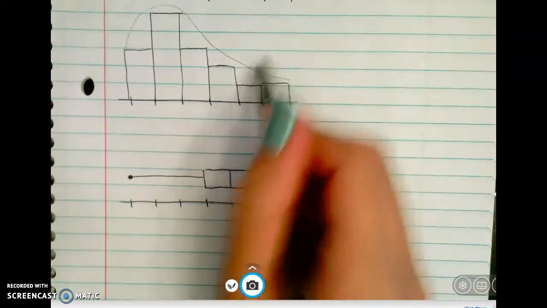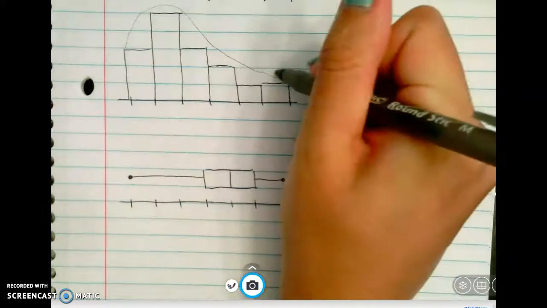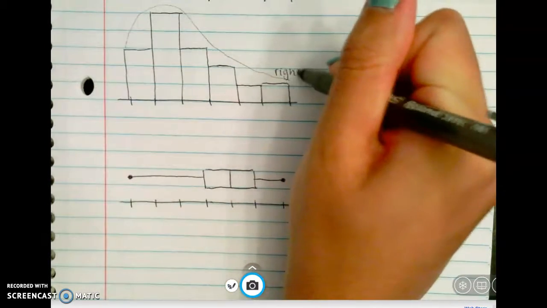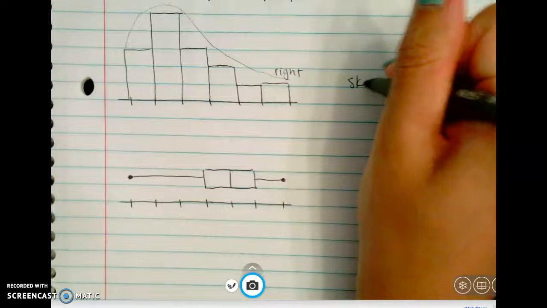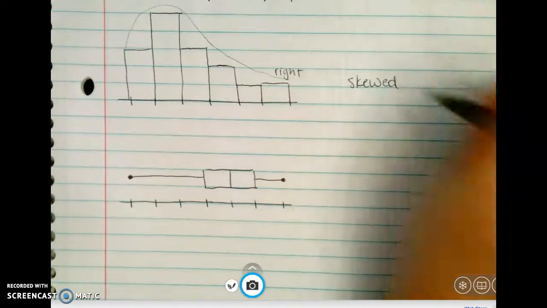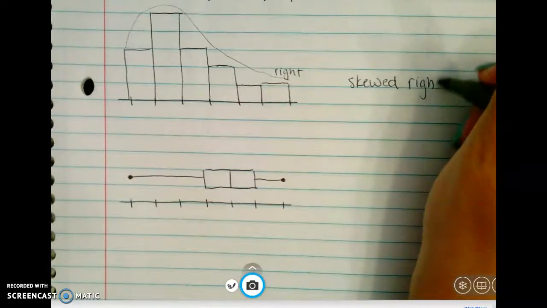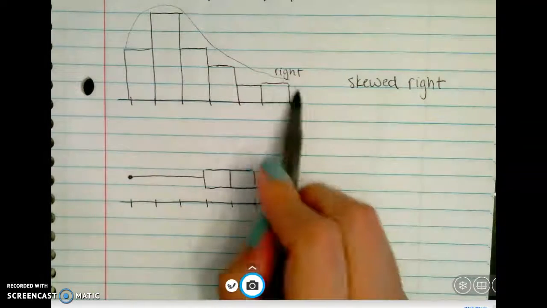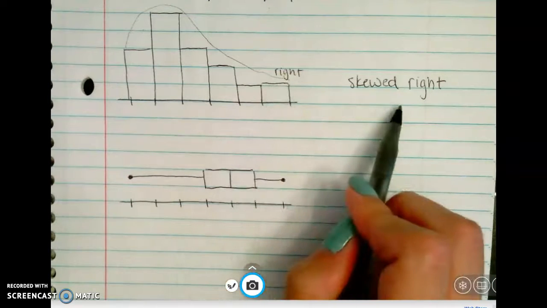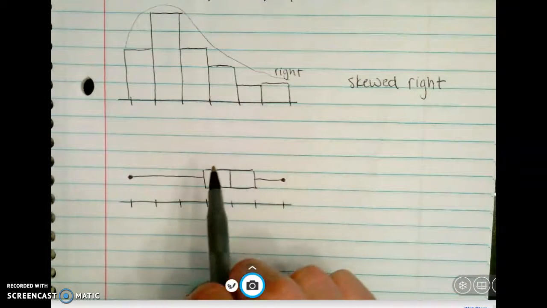Since the graph has outliers on the right, this is called skewed right. Okay, so again, you're kind of just looking where the outlier is, and that's the direction that it's skewed.